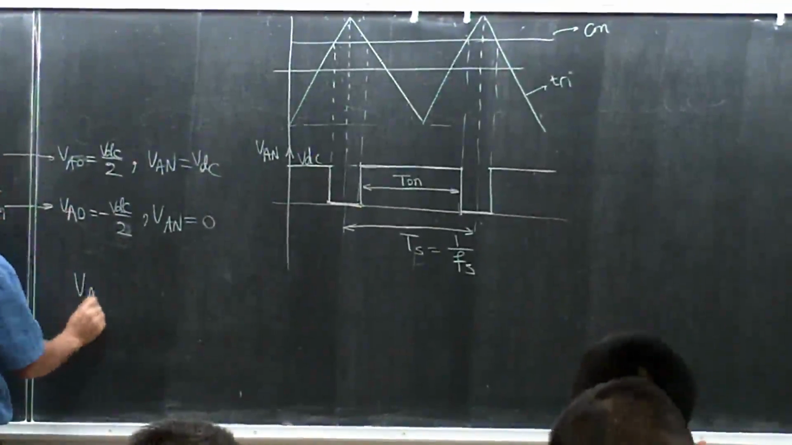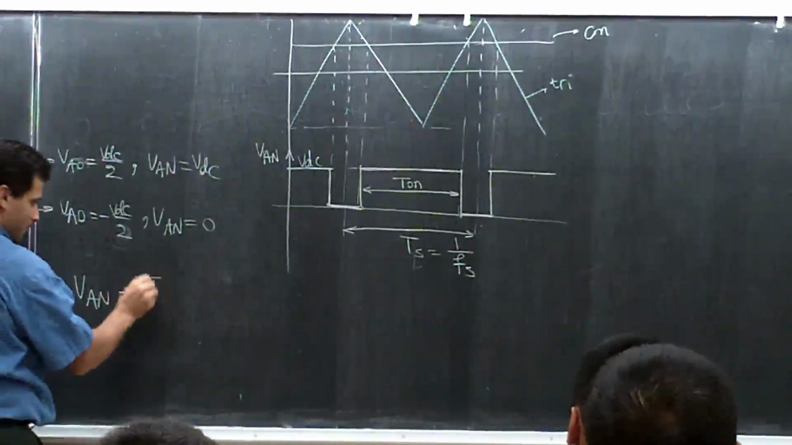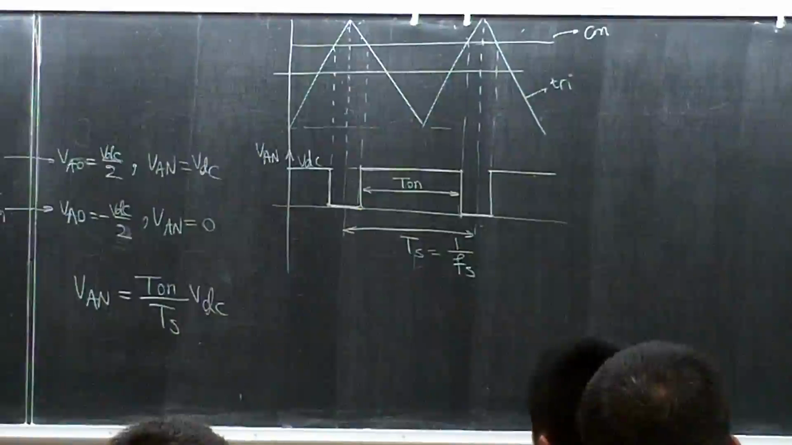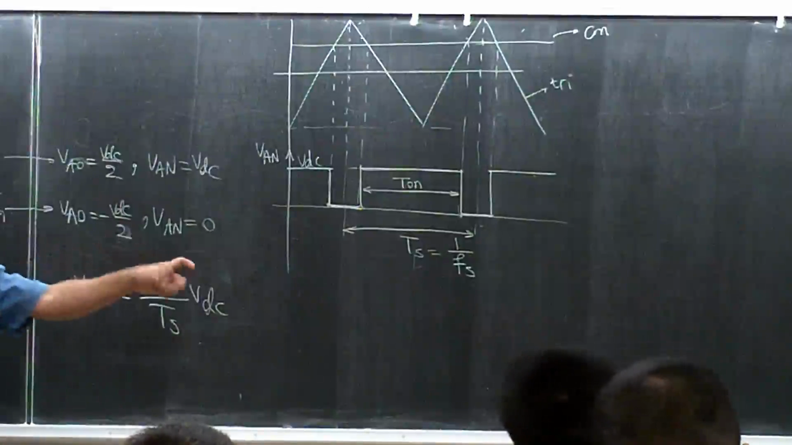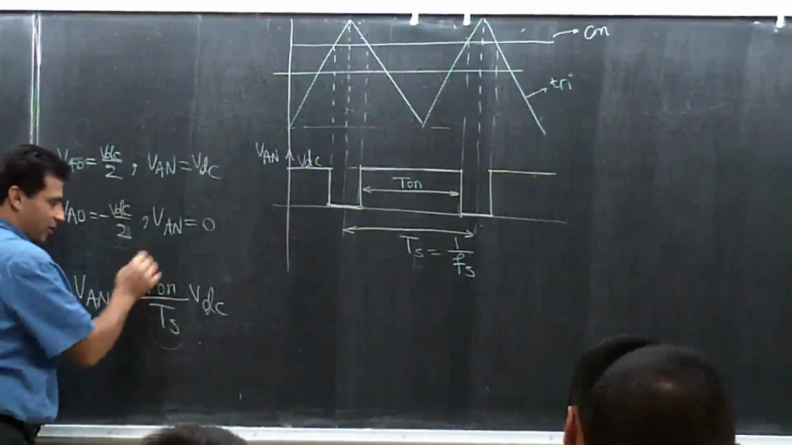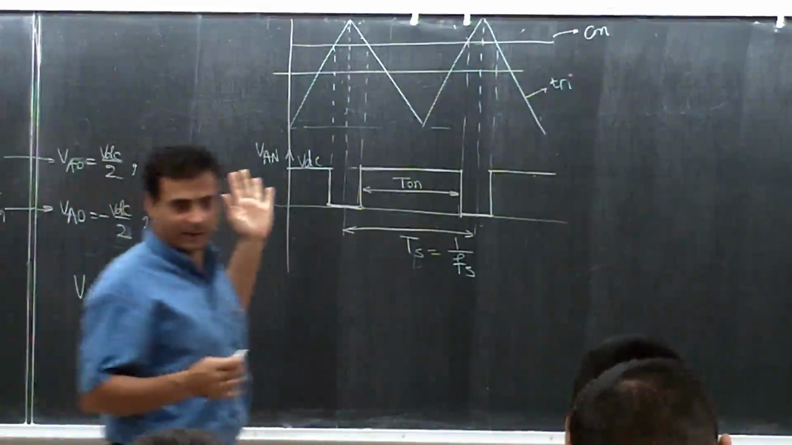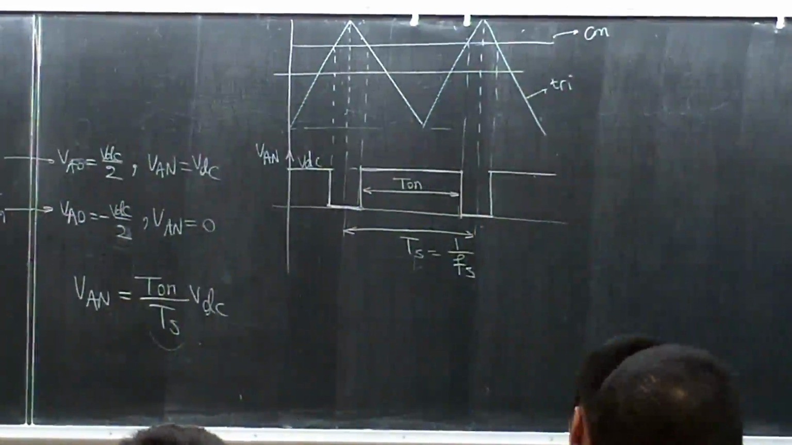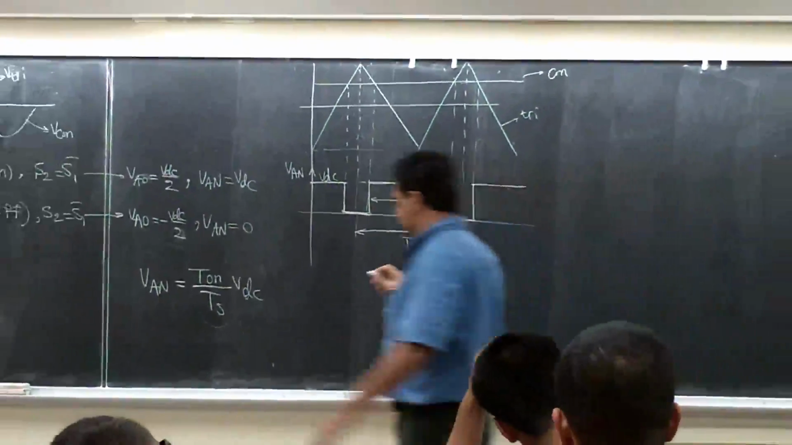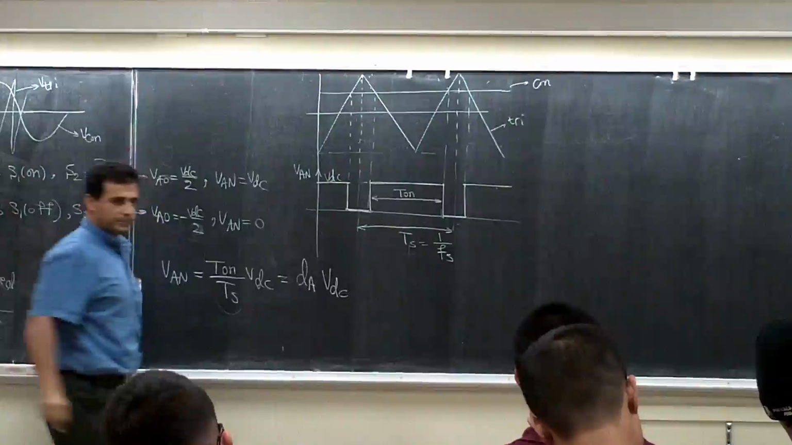Now, how much is VAN average? Somebody tell me. How much is VAN? Is it T on over TS times VDC? The average, right? Like a DC to DC converter, like a buck converter, how much is on, how much is off, how much is the cycle times the VDC, right? So this one we call DA, duty cycle for leg A, or point A. Because later on in the full H bridge we're going to have leg A and leg B. In 3-phase we're going to have leg A, leg B, leg C. You know what I'm saying? I call it DA, duty cycle for phase A. We call it DA VDC, right?